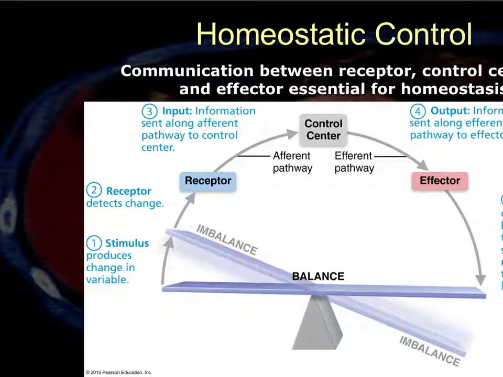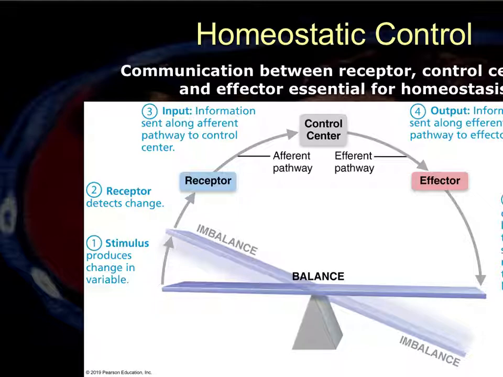Once it decides what it's going to do, it needs to send the information to something to do what we want it to do. So he's going to send information to what's called the effector. And we're going to do a specific example of this in a second. It sends the information to the effector on the efferent pathway.